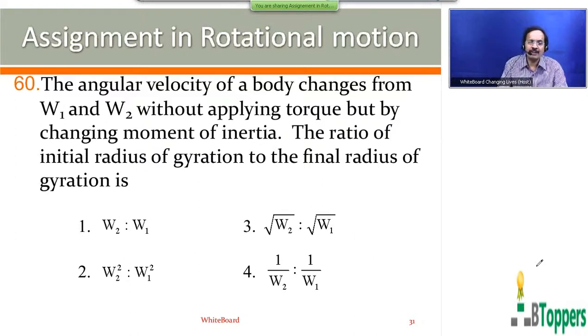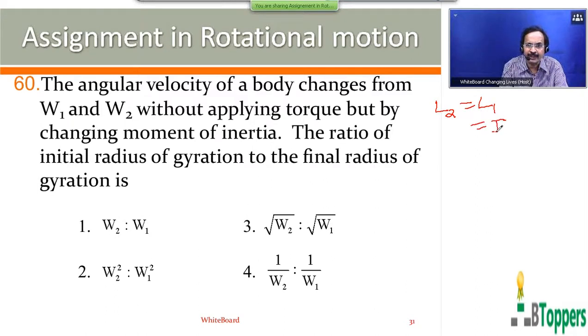So the angular velocity of a body changes from omega 1 to omega 2 without applying torque, but by changing moment of inertia. The ratio of initial radius of gyration to the final radius of gyration is. So here also we will apply conservation of angular momentum because there is no external torque applied. So final angular momentum of the system L2 can be written as the initial angular momentum of the system.